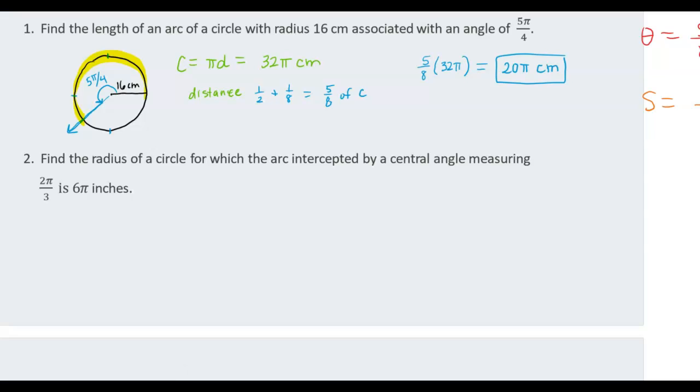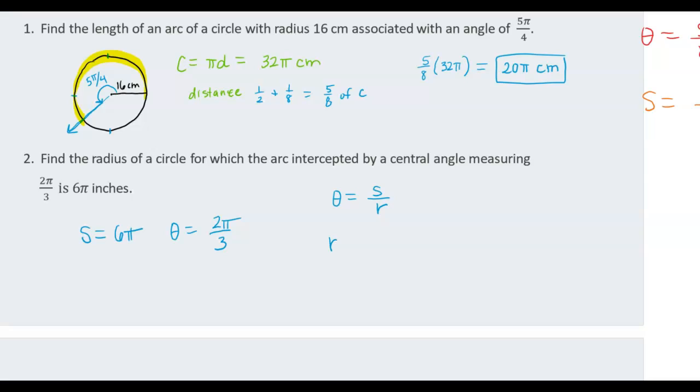Oh, they want us to find the radius of the circle. They're giving us the intercepted arc, so that's s. And the central angle is 2 pi over 3. Whenever we do application problems for things involving angles, we use radians rather than degree measurements. So we're trying to find the radius. Our formula is theta equals s over r.